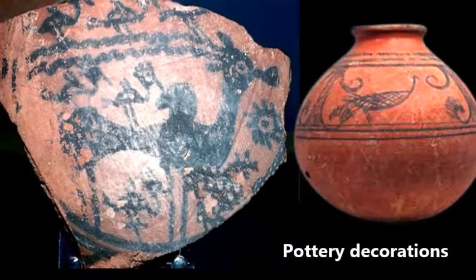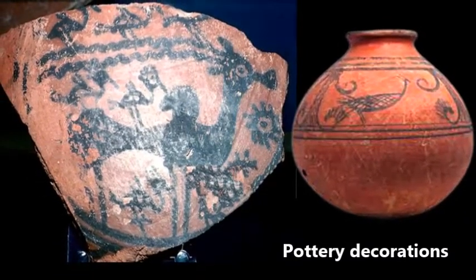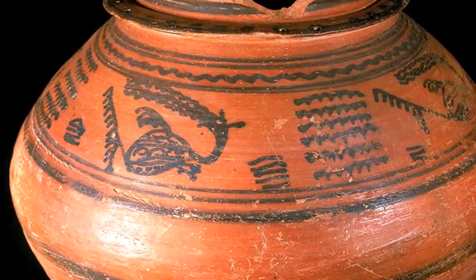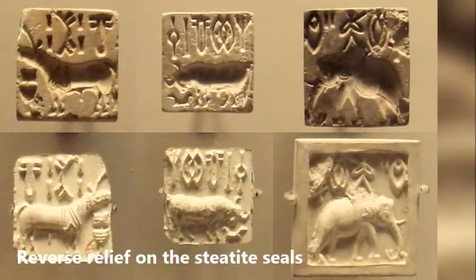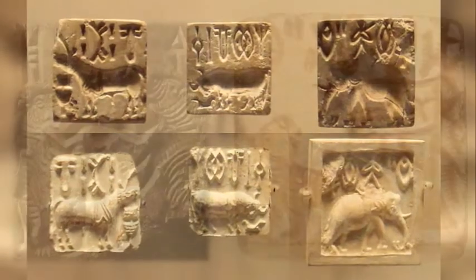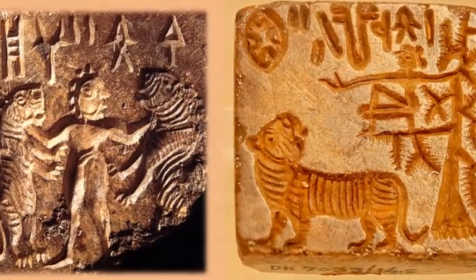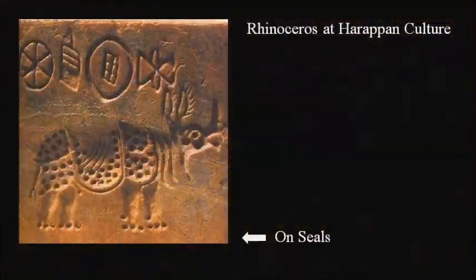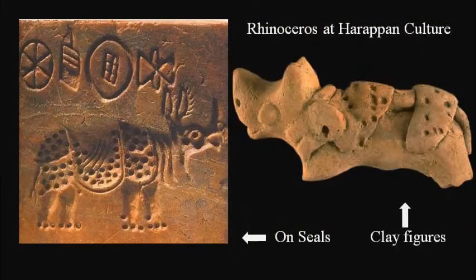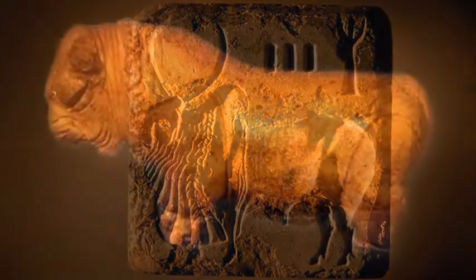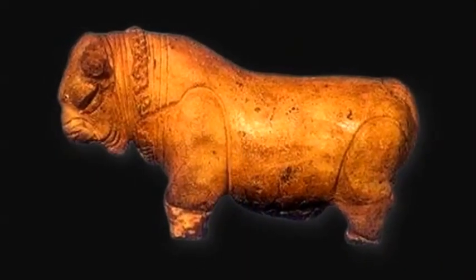Some pottery decorations depict foliage, or the strutting peacock, or a horned deer. Carvings of animals in intaglios, or reverse relief, on the steatite seals are often superbly executed. The tiger, elephant, rhinoceros on seals and of clay figures, bull on seals and of terracotta figures are the most vividly rendered animals.